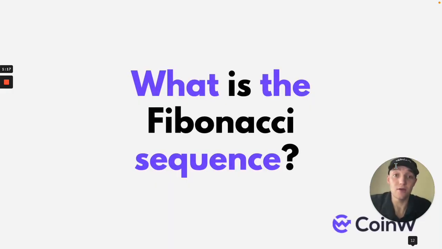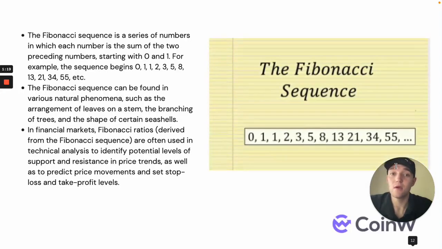So what is a Fibonacci sequence? A Fibonacci sequence is a series of numbers in which each number is the sum of the two preceding numbers, starting with 0 and 1. Looking at the picture on the right, when you add the previous number, you should get the number on the right. So 0 plus 1 is 1, 1 plus 1 is 2, 2 plus 1 is 3, 3 plus 2 is 5, 5 plus 3 is 8, and 8 plus 5 is 13, and so on.